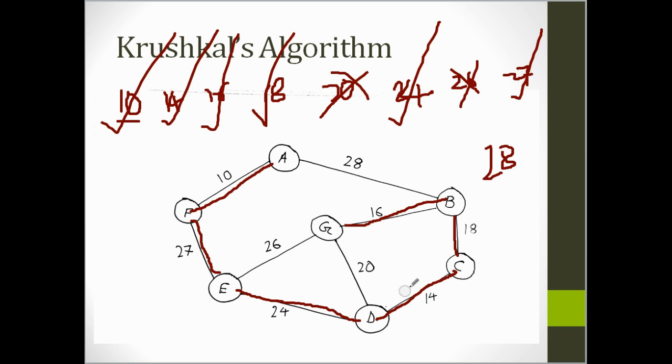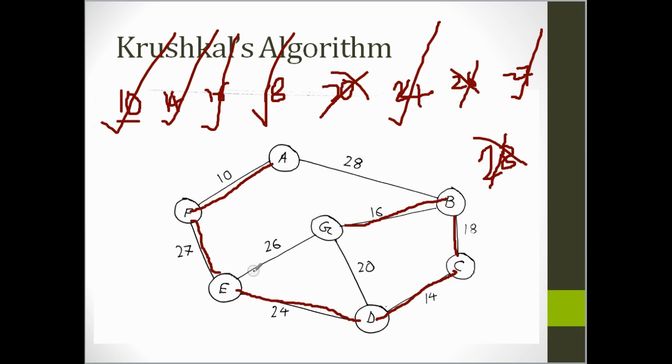1, 2, 3, 4, 5, 6. So sorry, it's not 7, it's 6, n minus 1 edges. So we are done, and that's how the algorithm stops. And even if you didn't stop, this will form a cycle if you take 28, so it's a no anyway.